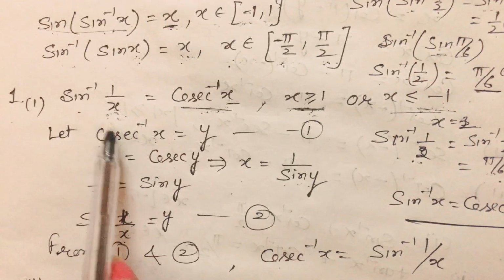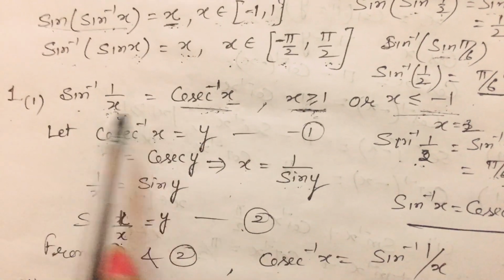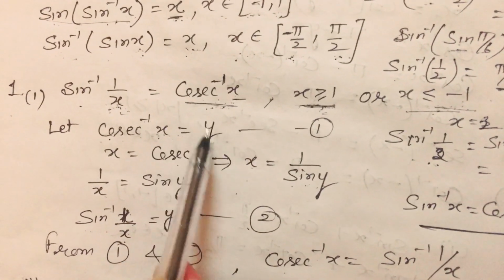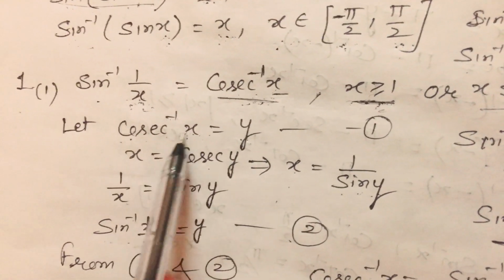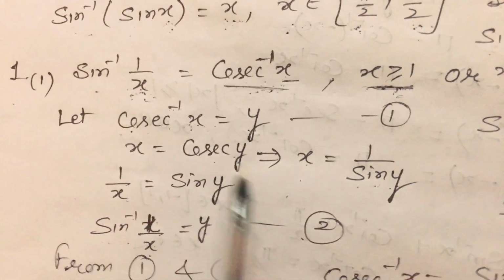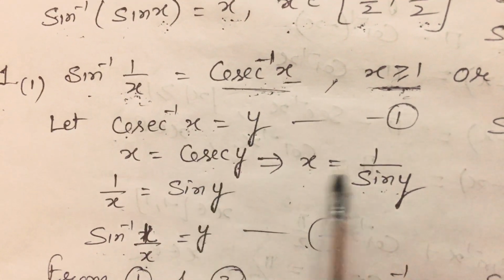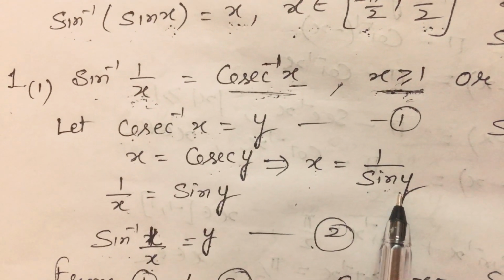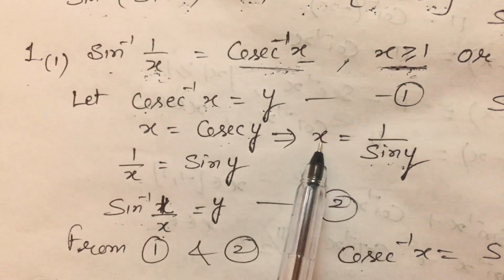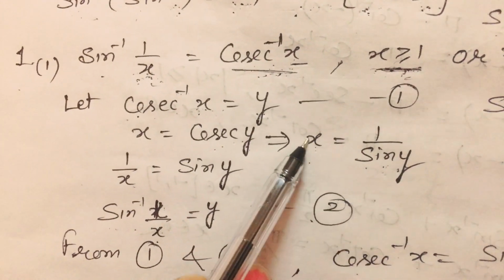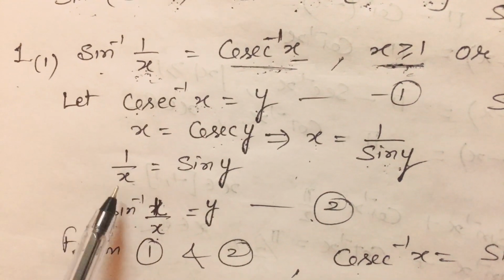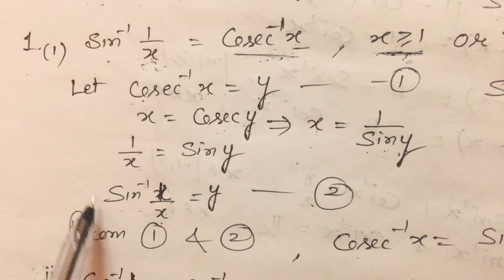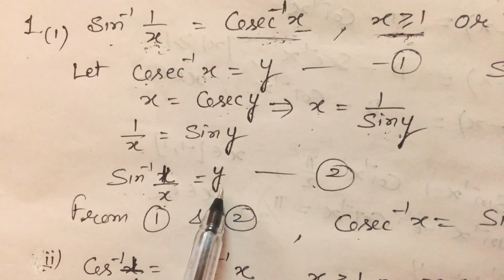So that means now we will prove sine inverse 1/x is equal to cosecant inverse x. Let cosecant inverse x be y. Then x will be cosecant y. Then x is equal to cosecant y, we can write 1 upon sine y, because cosecant is the reciprocal of sine. Then sine y is equal to 1 by x. So 1 by x is equal to sine y, and we take sine inverse on both sides, so sine inverse 1 by x is equal to y.